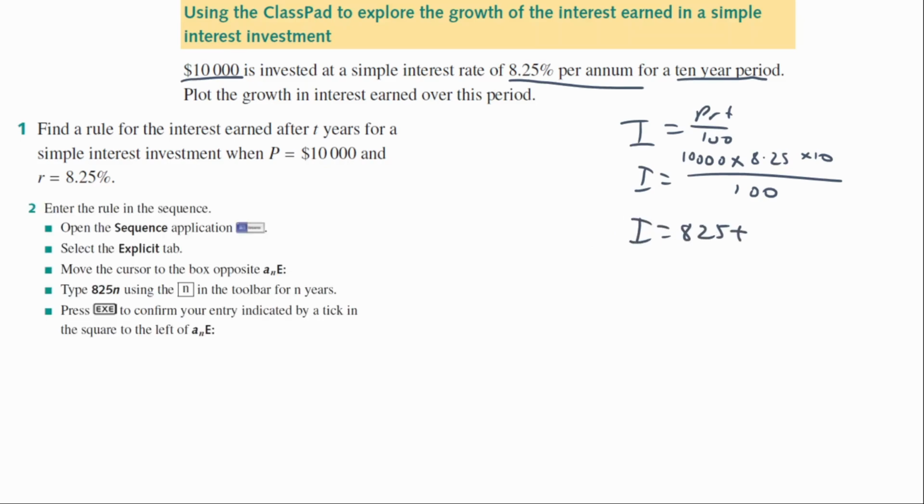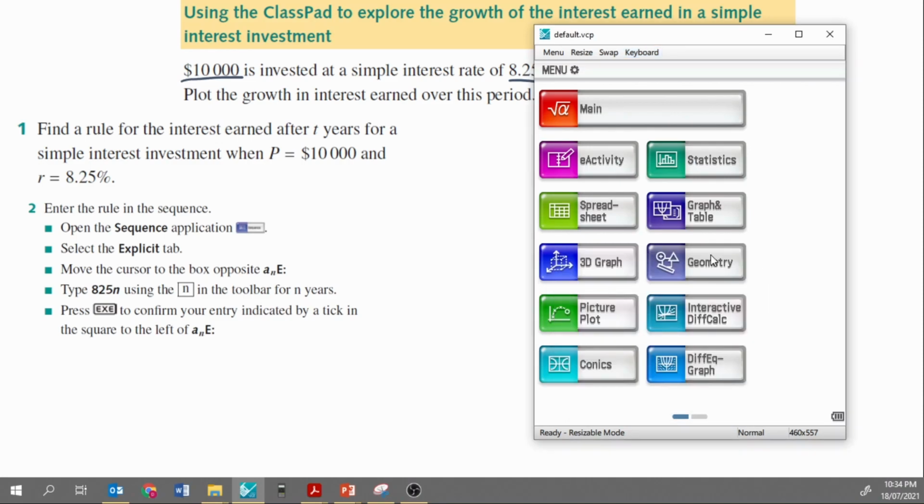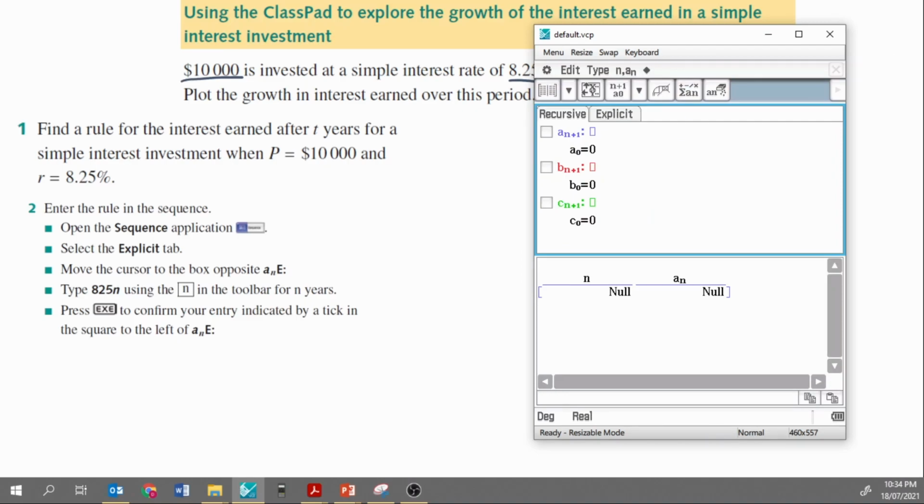Step 2 is to enter this rule in the sequence. So let's open up our CAS calculators here. You would have to go into Sequence. Sequence is on the next page there, so open Sequence right there. Once you've done that, we're going to select the Explicit tab. We've got Recursive here, so we're going to click Explicit up the top. Then just make sure your cursor is on the a_n E1 line. If it's flashing there, that's good.